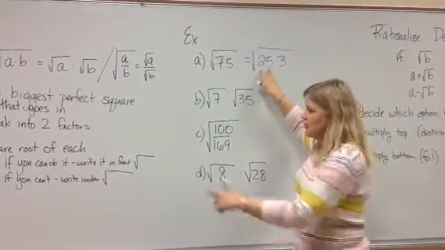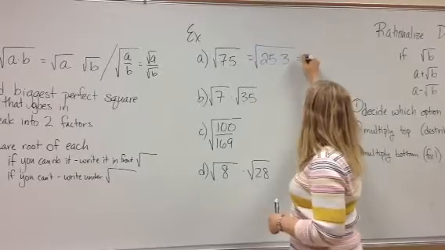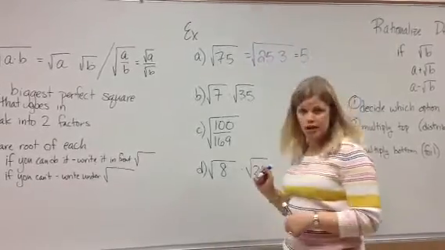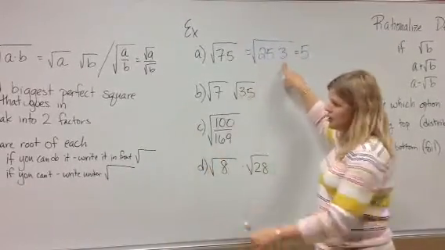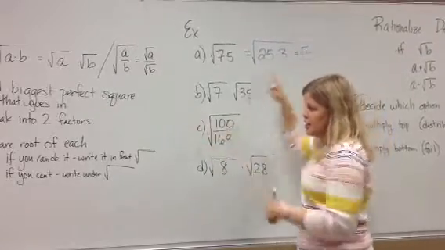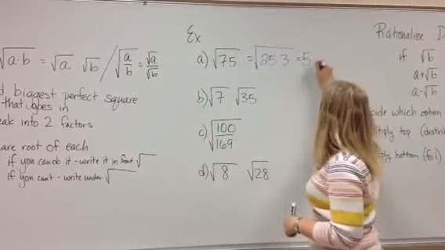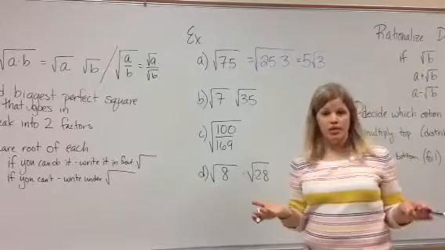Last step. Take the square root of 25. It's 5, so since we can do it, we write it out in front. Can we take the square root of 3? Is 3 on our magic list? Nope. So it stays underneath.